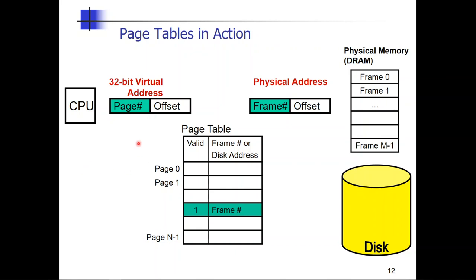In this next video, let's take a look at page tables in action. All the way to the left over here, we have the processor that is interested in accessing a memory location. In the middle of the slide, we have a page table that is used for mapping or translation of page numbers to a frame number or a disk address. All the way to the right, we have a dynamic RAM and a secondary hard disk.